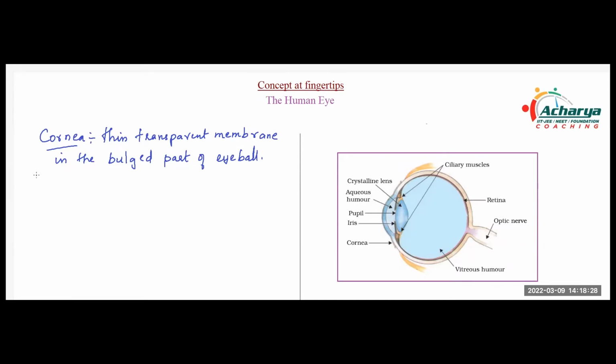Next to that we have the iris. This black color we see is the iris. The iris gives the distinctive color to the eyes. The iris is a structure behind the cornea. It is a dark muscular diaphragm that controls the size of the pupil.